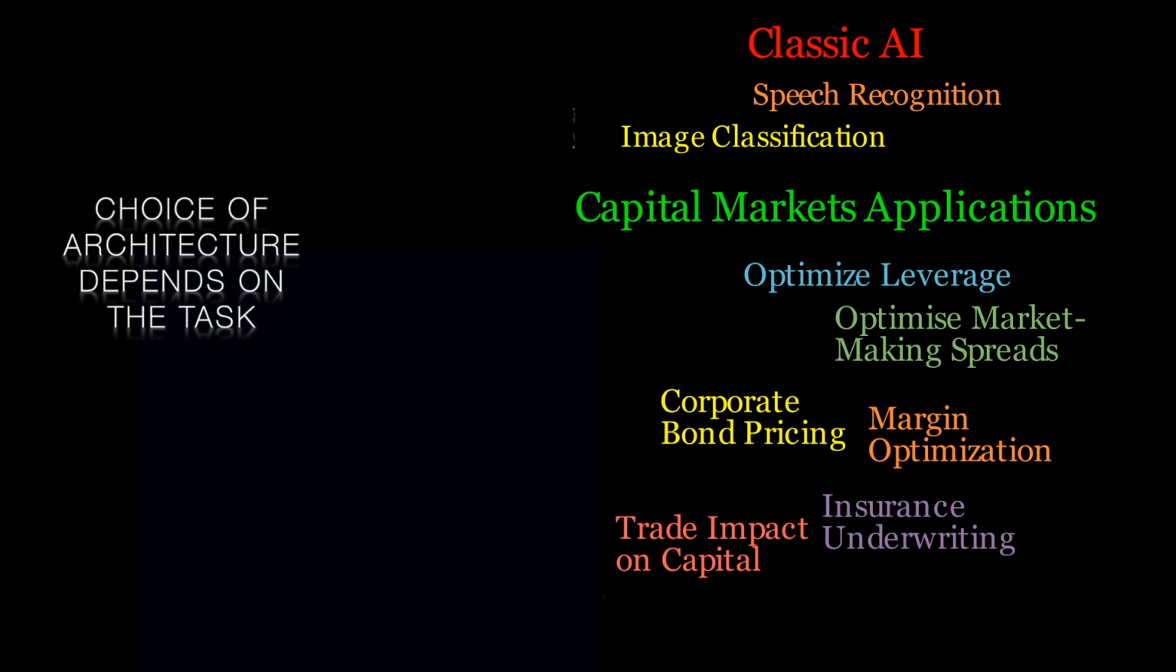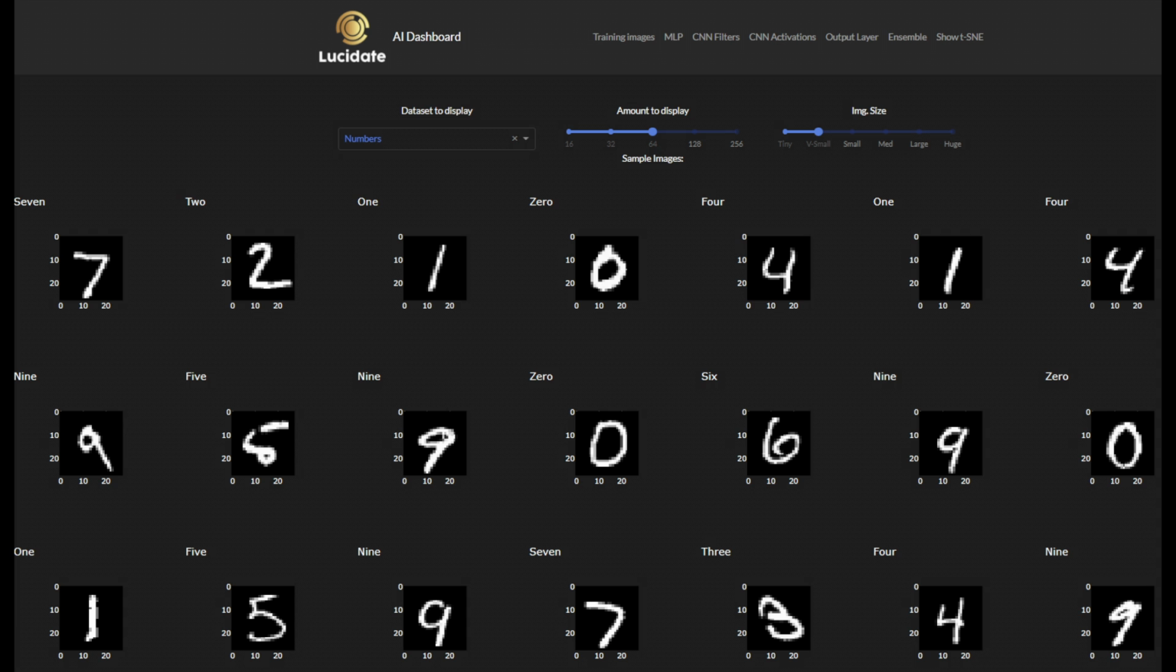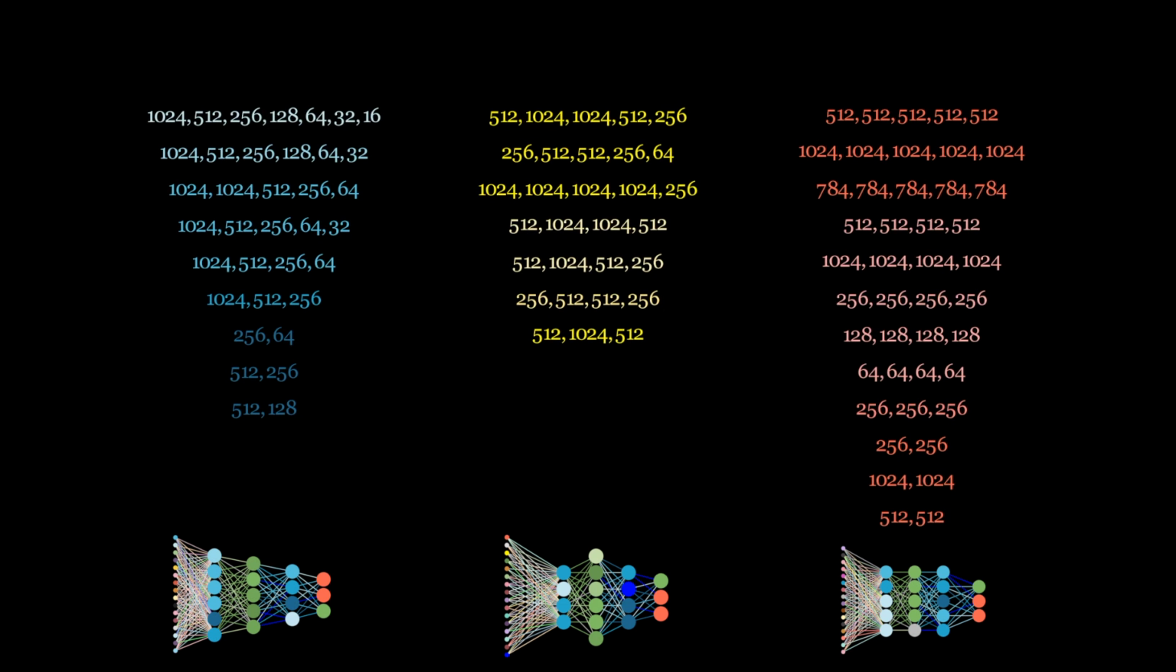Let's retrain the same networks on a similar but different task, this time classifying handwritten digits from 0 to 9. We'll keep the contest identical. Each network will have 10 attempts to get the best accuracy score, and we'll record the statistics of each.